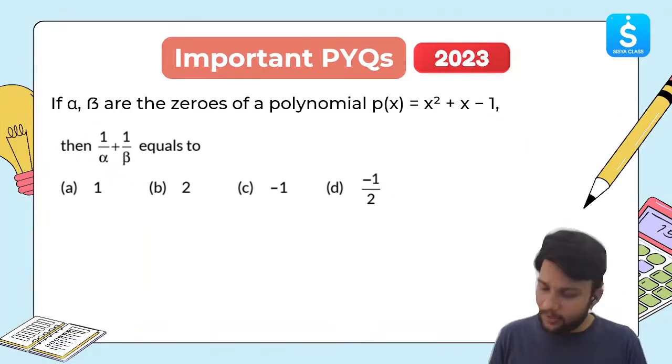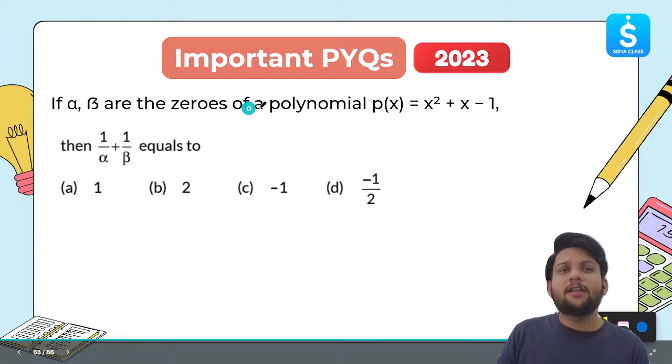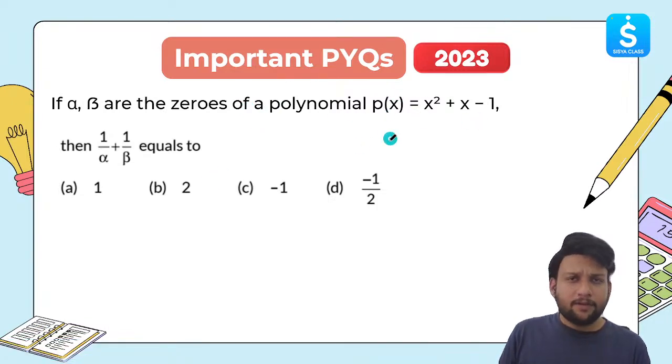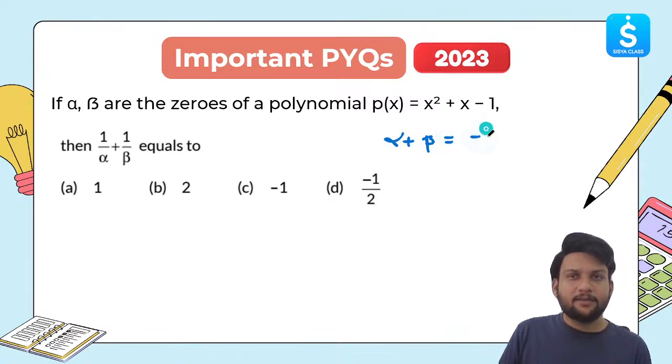Let's do one more question. Now, this is one important question. Why? I'll tell you. Alpha and beta are the zeros of the polynomial given here. We have to find the value of 1 by alpha plus 1 by beta. First of all, what I know is that alpha plus beta is minus b by a. What is b? 1. That is minus 1 by 1, that is simply minus 1. And what is the value of alpha beta? Nothing but c by a, that is minus 1.